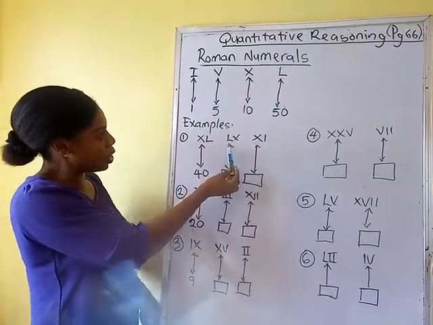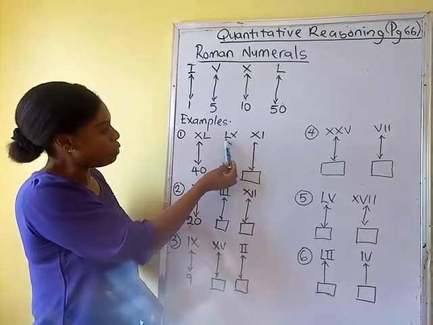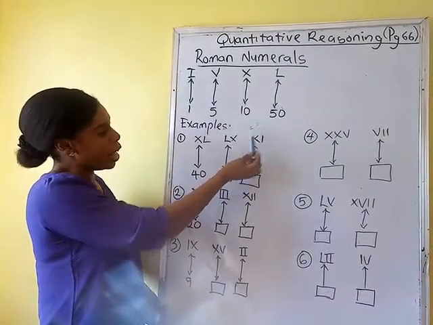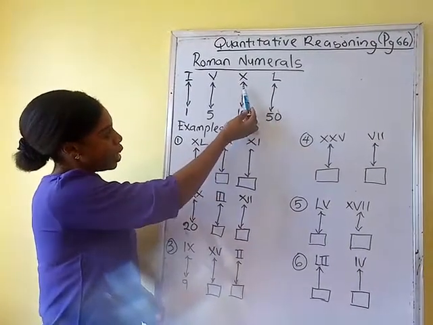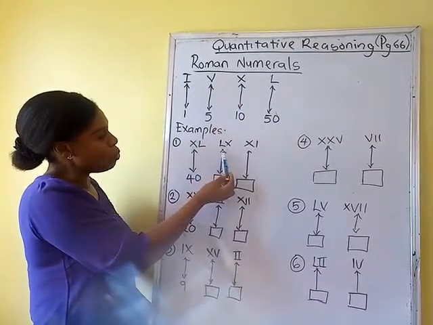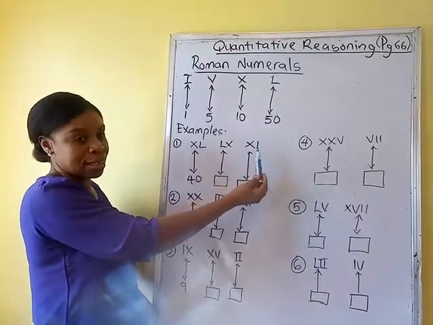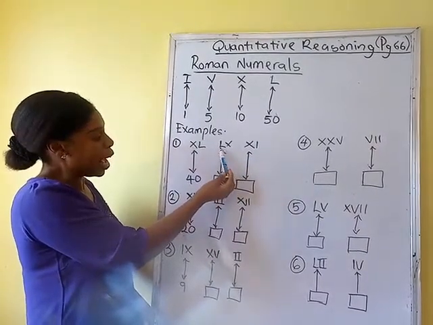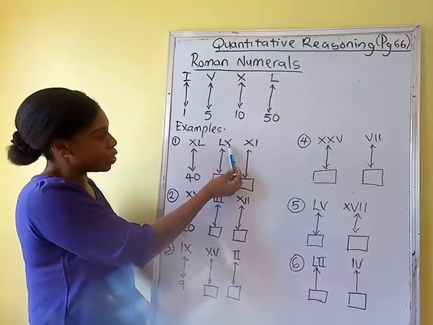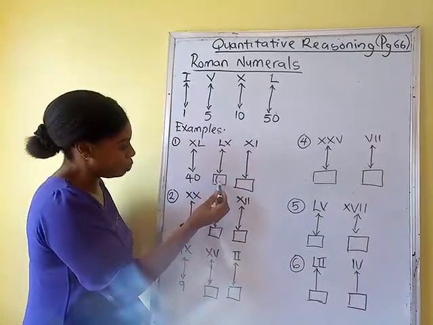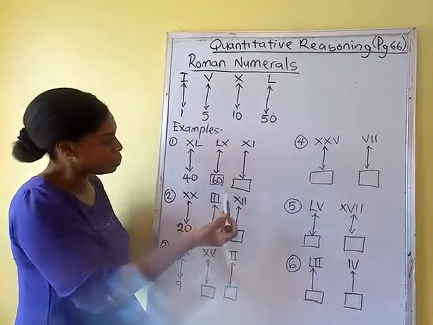Now, here is another exercise. We have LX. What is L? L is 50. What is X? X is 10. When you have a smaller number on your right-hand side, you are going to add L plus X, meaning 50 plus 10 gives you what? 60. You write 60 in the box.